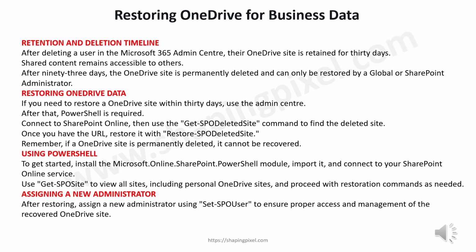To get started, install the Microsoft.Online.SharePoint.PowerShell module, import it, and connect to your SharePoint Online service. Use Get-SPOSite to view all sites, including personal OneDrive sites, and proceed with restoration commands as needed. After restoring, assign a new administrator using Set-SPOUser to ensure proper access and management of the recovered OneDrive site.